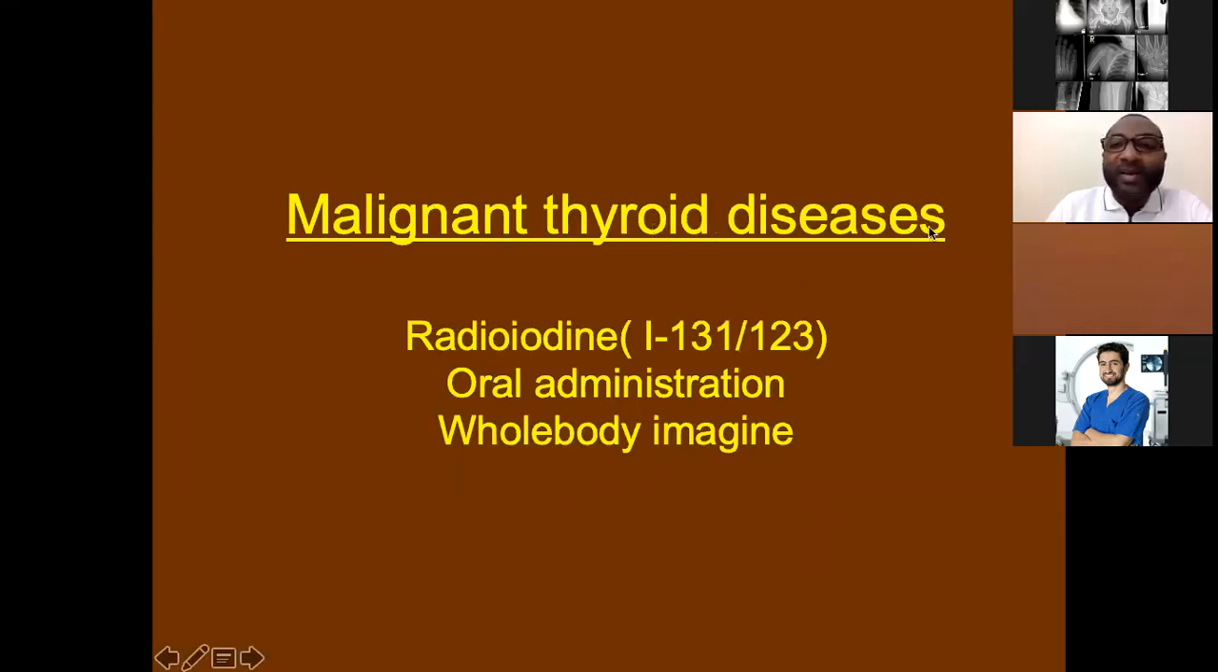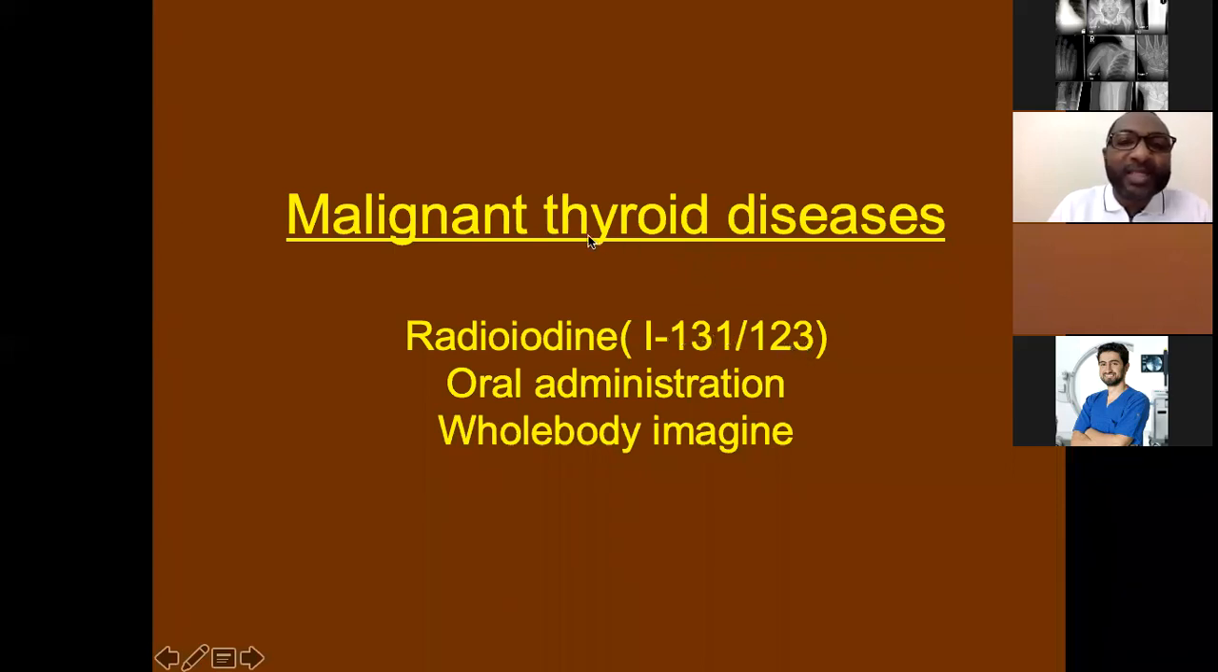Now, malignant thyroid disease is usually divided into two. We have the differentiated thyroid cancers and the undifferentiated thyroid cancers. Now, the differentiated thyroid cancers are those cancers like papillary and follicular, or mixed papillary follicular. They are differentiated because they still have the ability to concentrate iodine, and therefore you can use iodine for their treatment, and you can as well use iodine for follow-up of this patient.